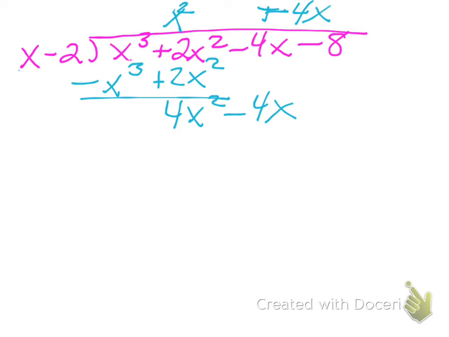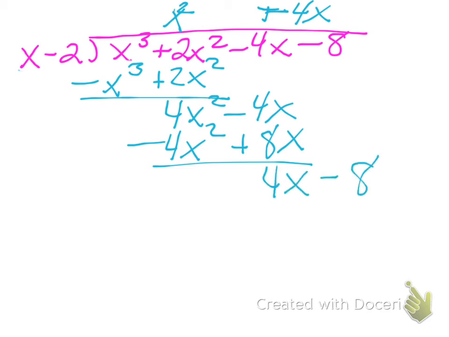So go ahead and multiply both terms now by 4x. 4x times x is 4x squared. 4x times negative 2 is going to be negative 8x. You draw the line, you change the signs. So, of course, those two are going to cancel out. I got negative 4x plus x. It's going to be positive 4x minus 8.